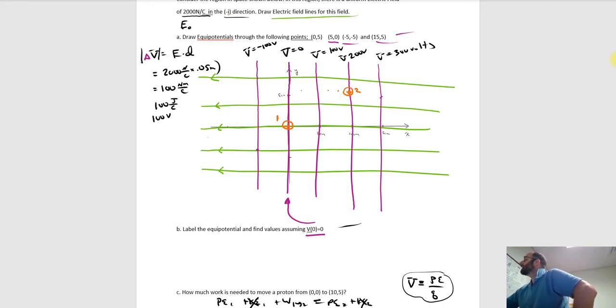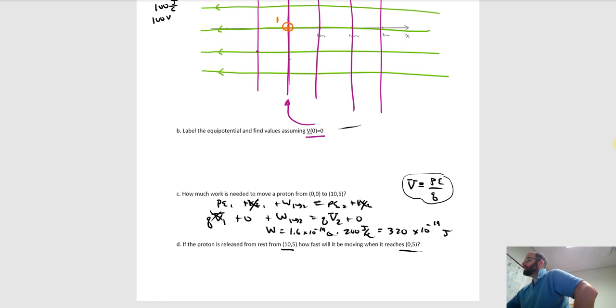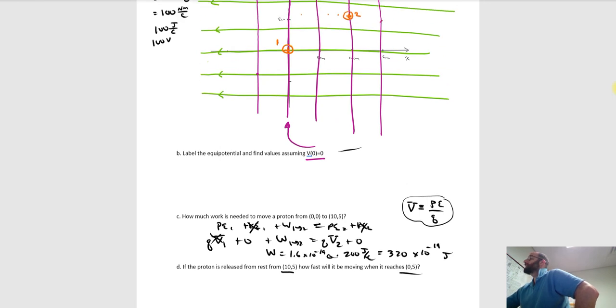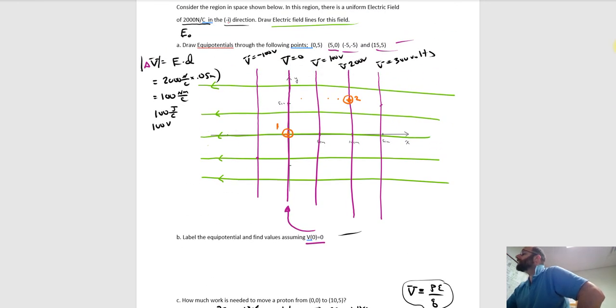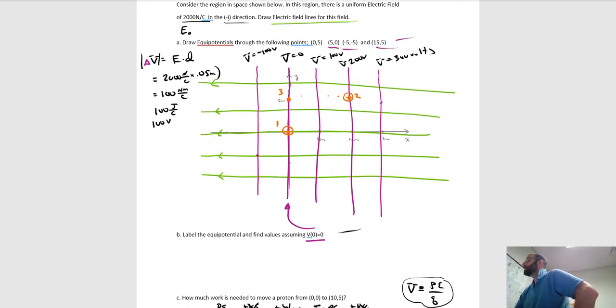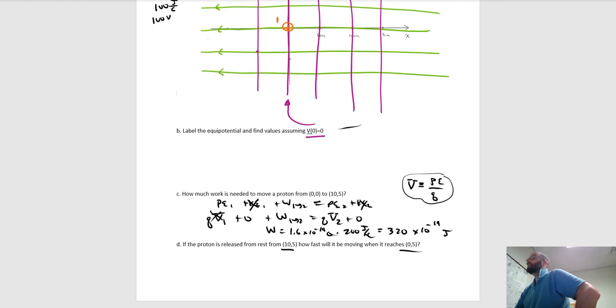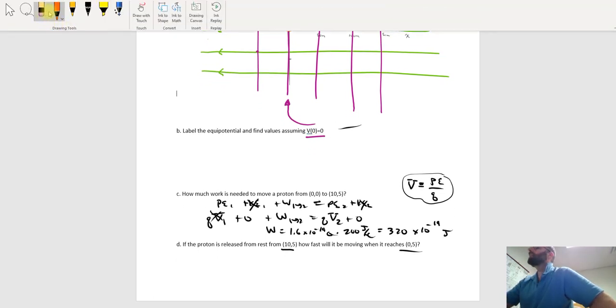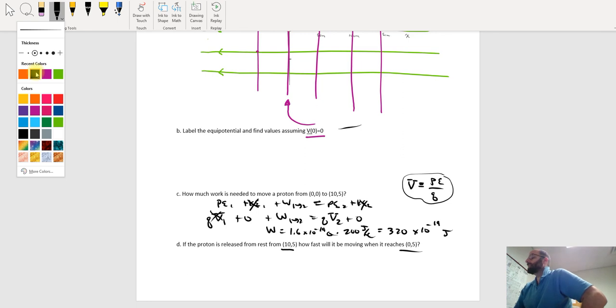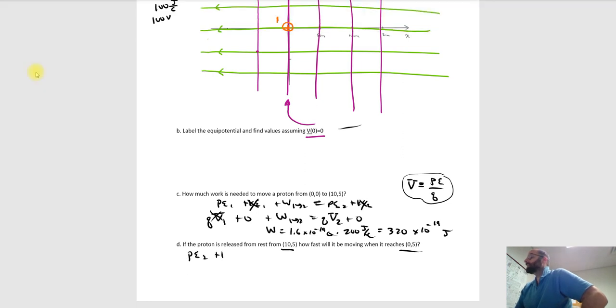And let's see, 0.5. So what I'm going to do is label 0.5 here. I'm going to label that as position 3. And we're just going to write a work energy theorem now between positions 2 and 3. So we say potential energy 2 plus kinetic energy 2 plus work from 2 to 3 equals potential energy 3 plus kinetic energy 3.